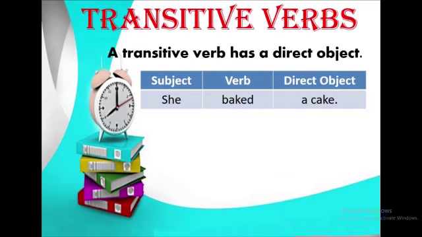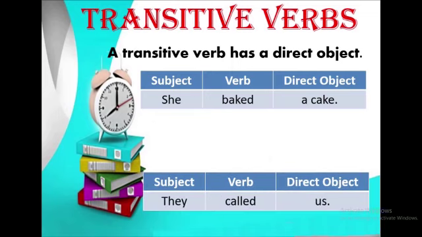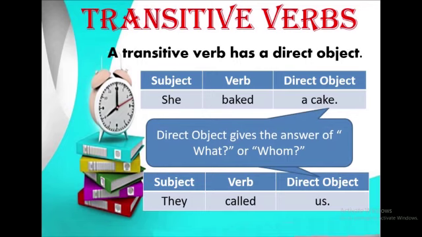For example, here we have the basic structure of the sentence: subject, verb, and the direct object. For example, she baked a cake. So, baked is the verb. After that, there is a direct object, that is a cake. There is another example. They called us. So, called is the verb and us is the direct object.